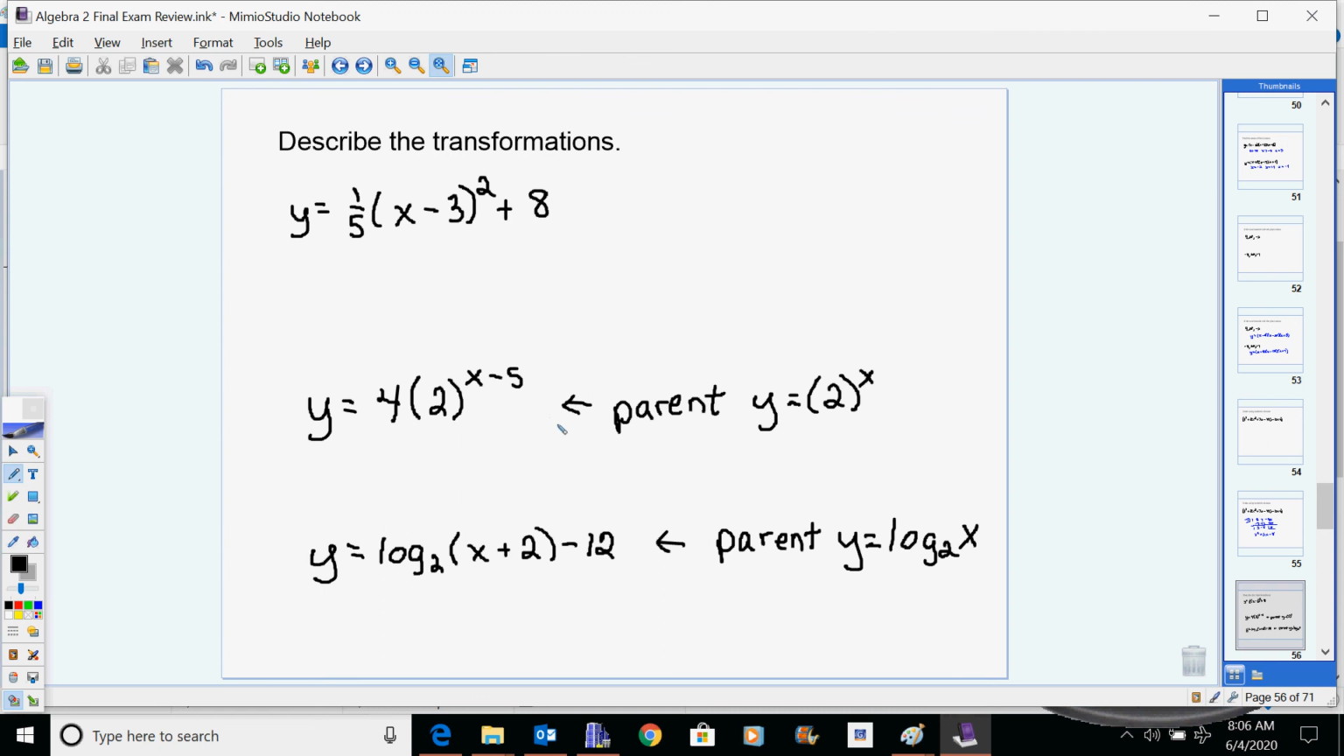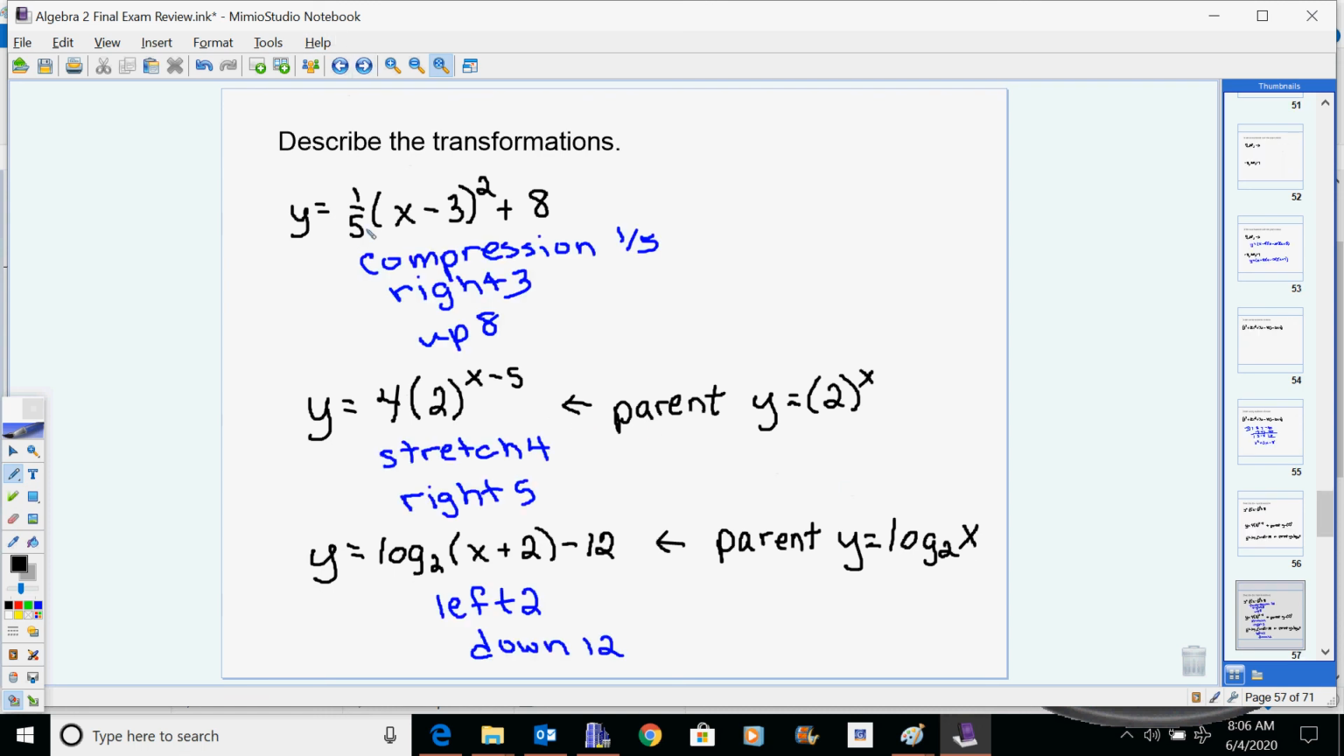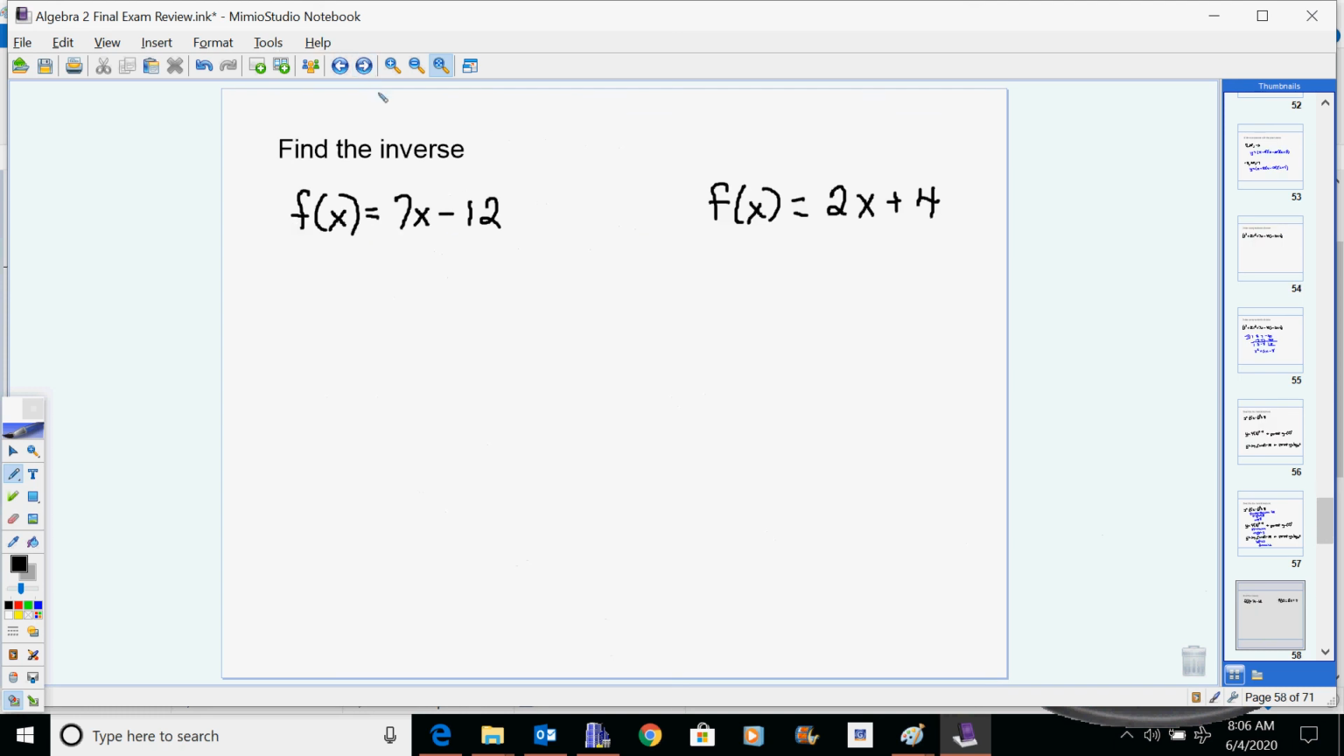This one doesn't have an up or down, but it does have a number on the front. And if there's a number on the front end, it tells you you have a stretch or a compression. So this one, compression 1/5, right positive 3, and up 8. This one has a stretch of 4 and is right 5, but there's no up or down part. This part has no stretch or compression, but it does have a left 2 and a down 12. And you've been doing great with those.